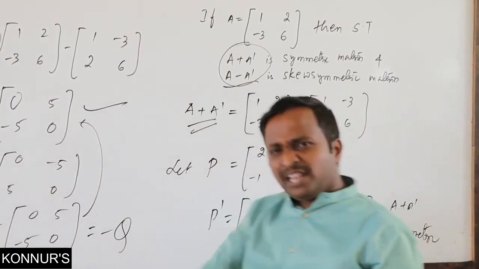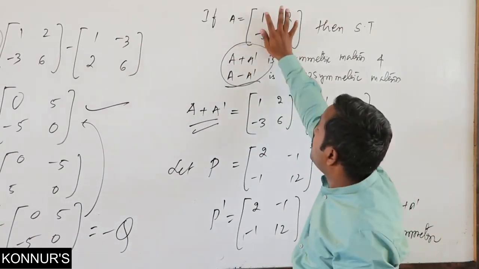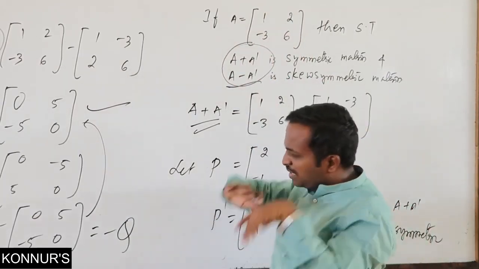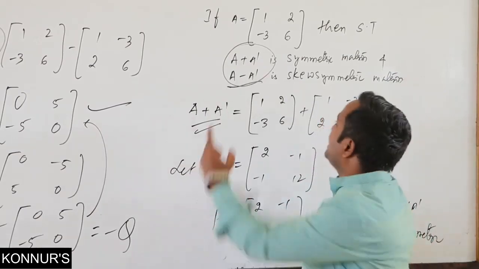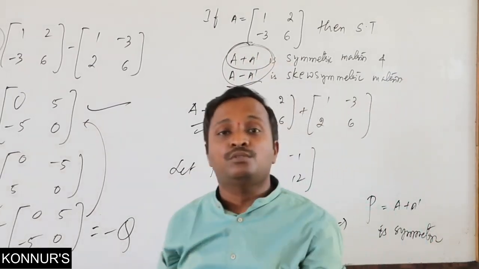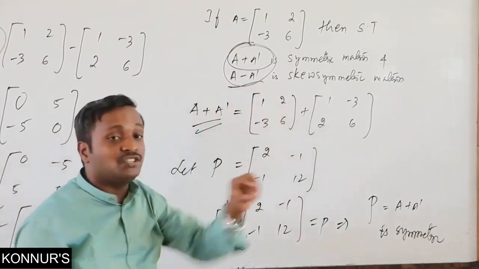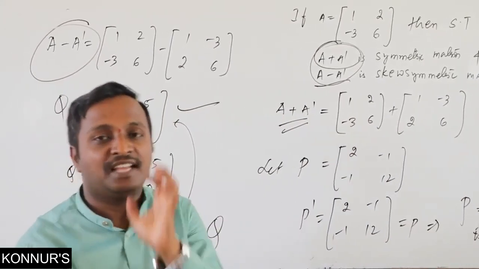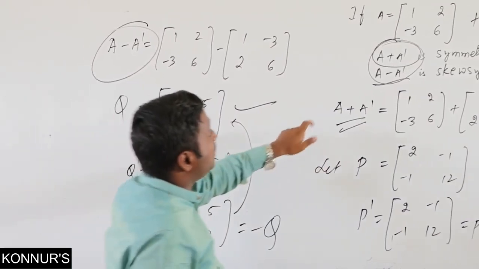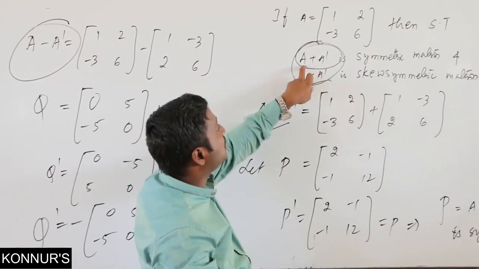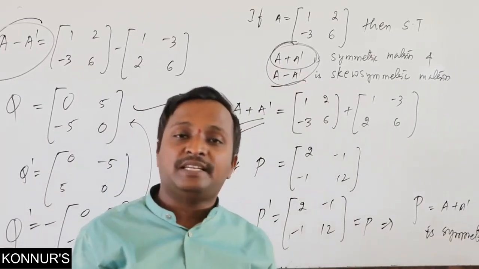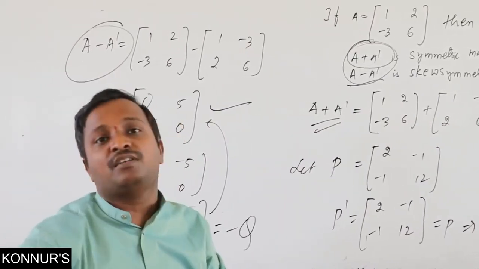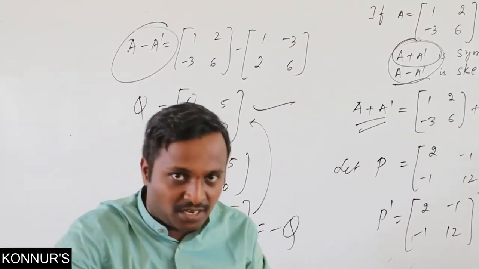That's why, observe the point I said, I will make it generalized. For any square matrix, not just order 2, you write a square matrix of order 3, order 4, A plus A dash is always symmetric and A minus A dash is always skew symmetric. That proof I will discuss in the next class. I will give the proof of generalized A plus A dash always symmetric, A minus A dash always skew symmetric, and one of the important 3 marks questions we will discuss in the next class. I hope you got the idea.